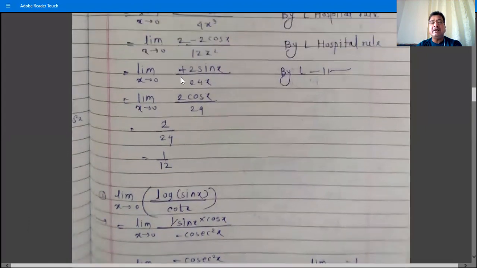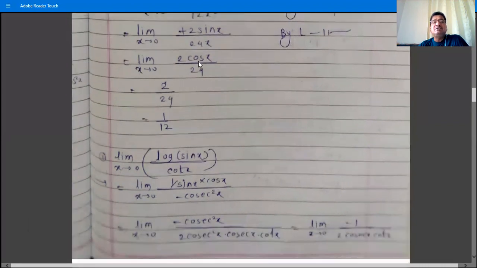And if we substitute x as 0, then sin 0 is 0, and 24 into 0 is 0. So again 0 by 0 form. So again apply L'Hospital rule. So we have limit x tends to 0, 2 sin x derivative is cos x, derivative of 24x is 24.